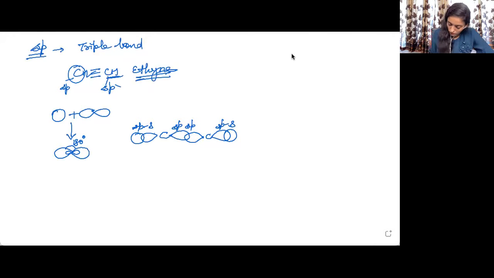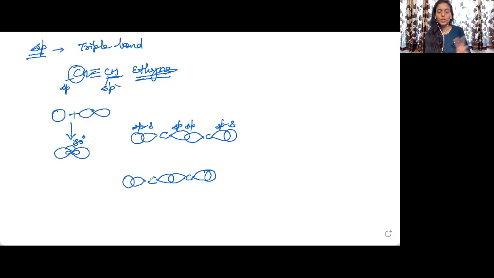So I'm drawing it again. So this is carbon. These are the two sp hybridized orbitals. Then again, this is the second carbon, the two sp hybridized orbitals. Okay. So these three bonds are formed. Now, both the carbons are having two unhybridized p orbitals.